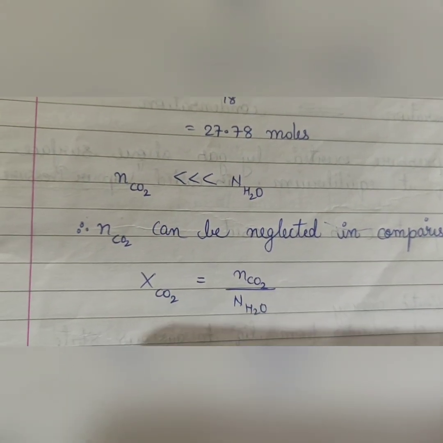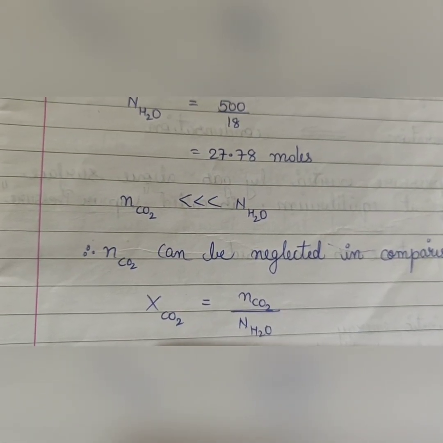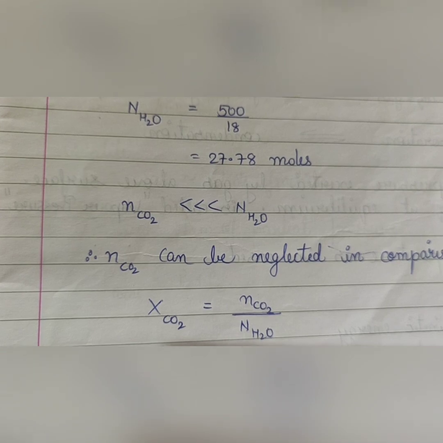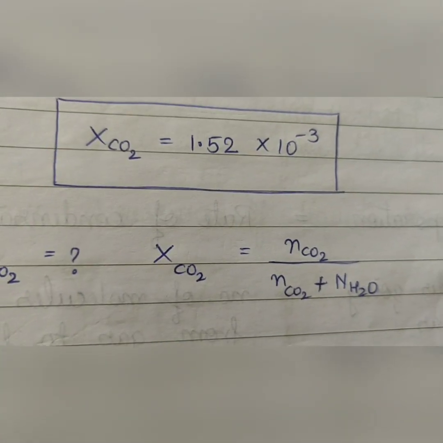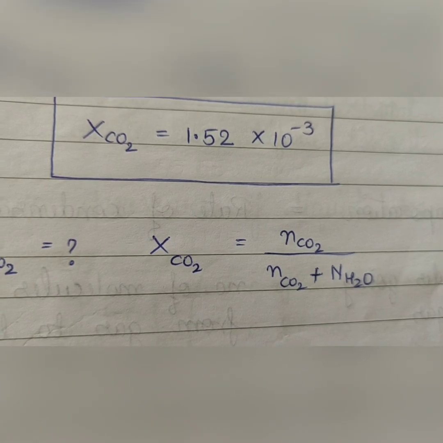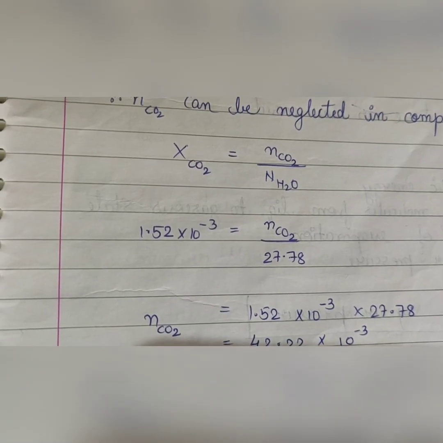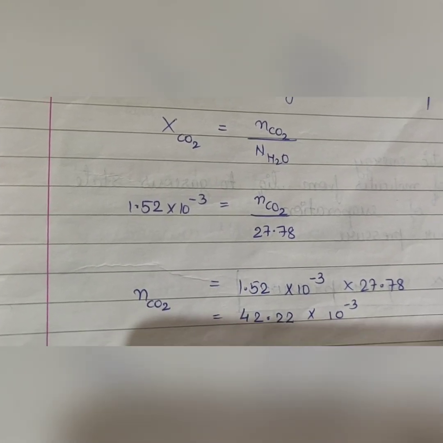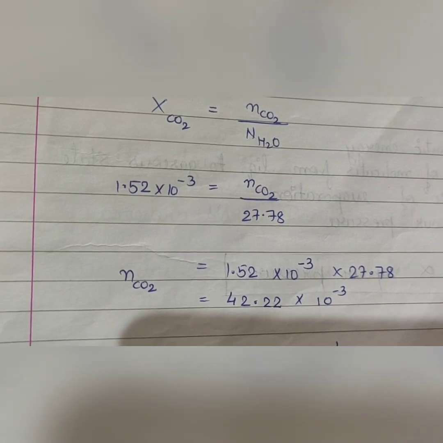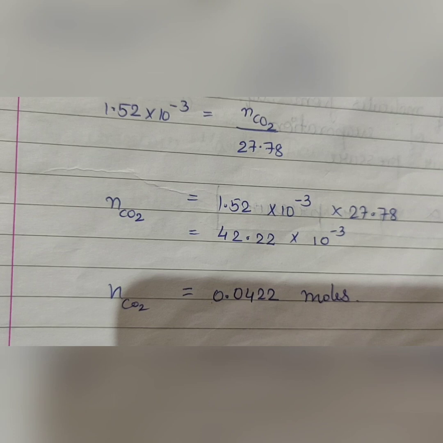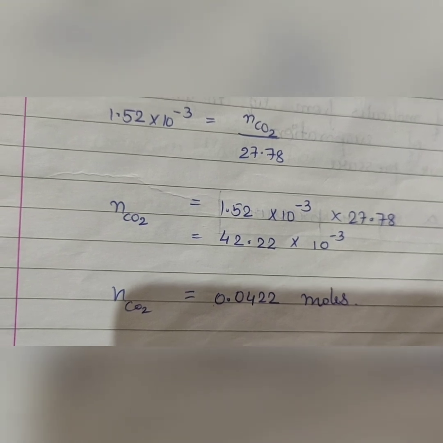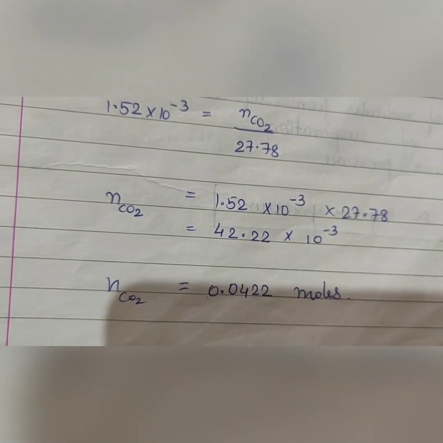So the mole fraction of carbon dioxide will be nothing but the number of moles of carbon dioxide upon the number of moles of water. Instead of the total, we will take only water. So putting in the values of mole fraction and number of moles of water, we will reach the number of moles of carbon dioxide. The answer is 0.0422 moles. We have now reached the number of moles of carbon dioxide.